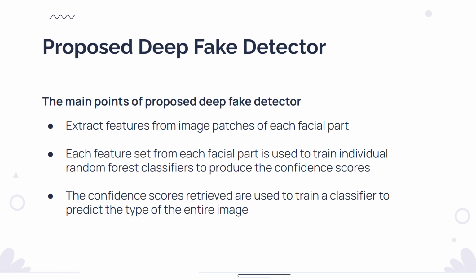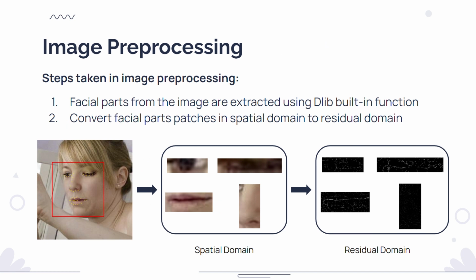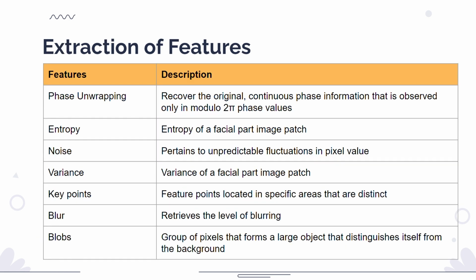The proposed deepfake detector will utilize the features extracted from each facial part to train independent random forest classifiers. The results will then be used to produce the final predicted class of the image. The eyes, nose, and lips are first extracted from the image and are then converted to residual domain, which is used to suppress JPEG compression artifacts. The features extracted are based on Delaney Conrad's work.